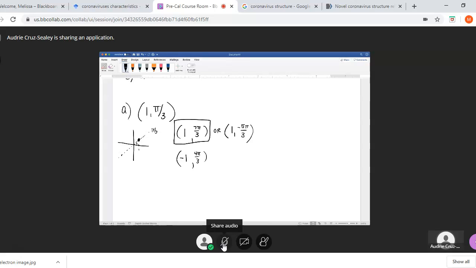So then wouldn't that be 4 pi over 3? But because your radius is negative, wouldn't it flip 180 degrees, landing you back here, which is exactly where you want it to land? So both of these points are different technically than this one, but you would land in the same exact spot. Does that make sense?